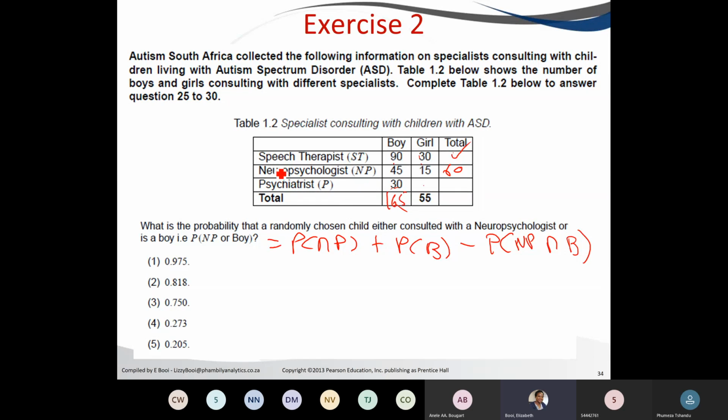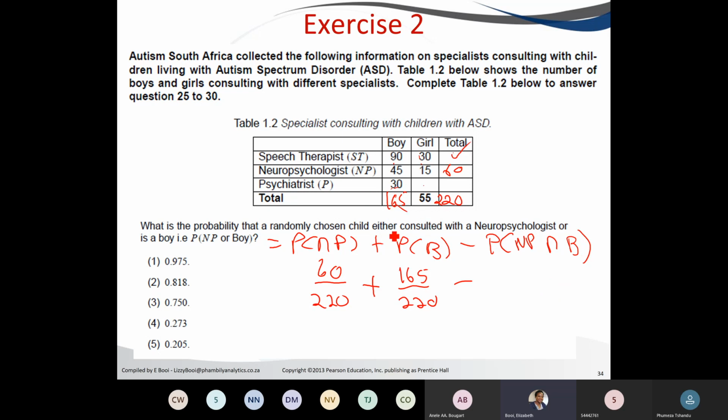So it means the probability of neuropsychologist will be 60 divided by, remember here it's 220, guys. So that will be 220 plus the probability of boy, which is 165 divided by 220 minus, I can also do the same because it's addition and subtraction, so I'll work from left to right, it's fine. Or I can use the value we got from the previous one, which is 0.205. If I want to do it all at once, I don't have to do this.